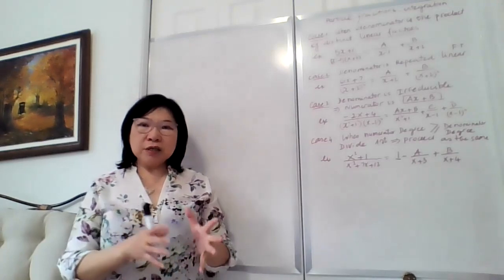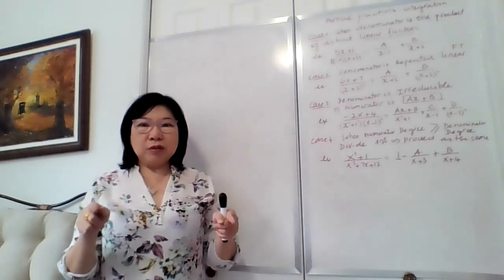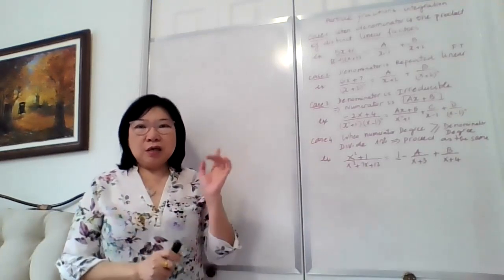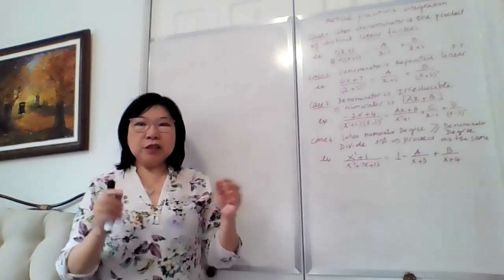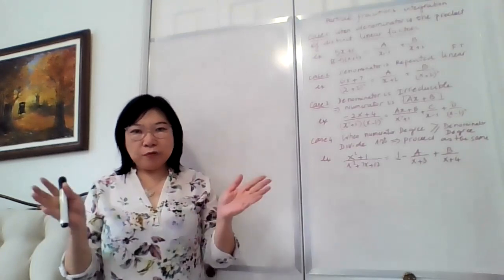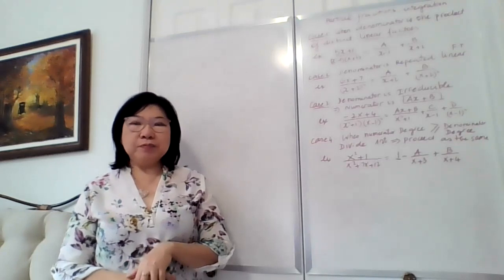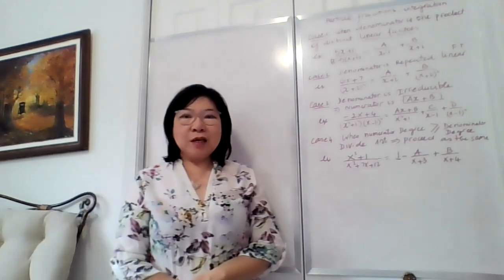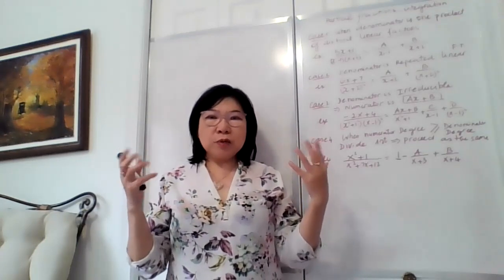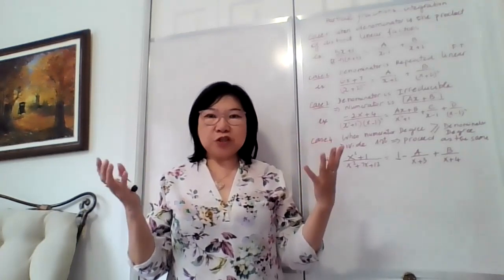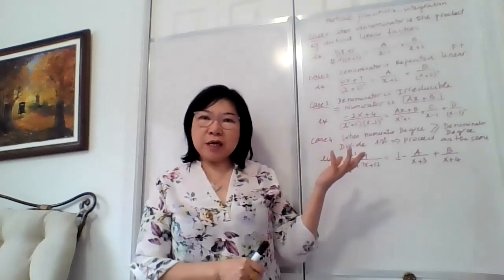And why do we call it partial fractions? Because if you have a rational function as a fraction, you break that fraction down into two fractions or three fractions, depending on the question. You break it down, and that's why we call them partial fractions. So you break it down, and then you integrate from there.